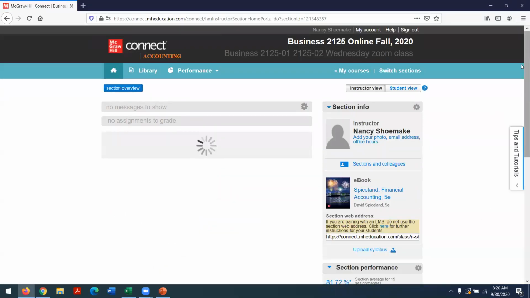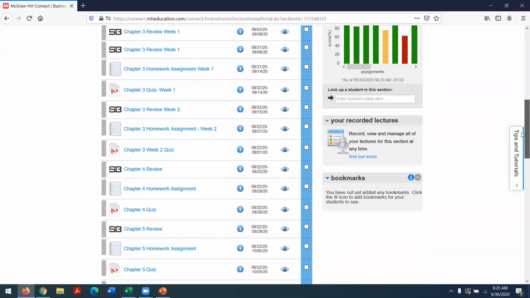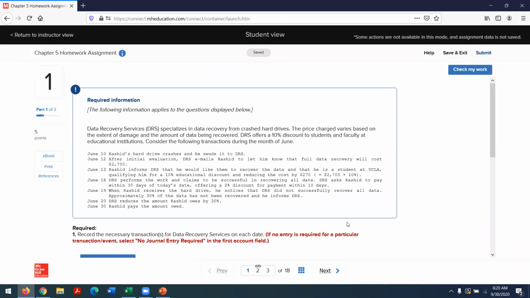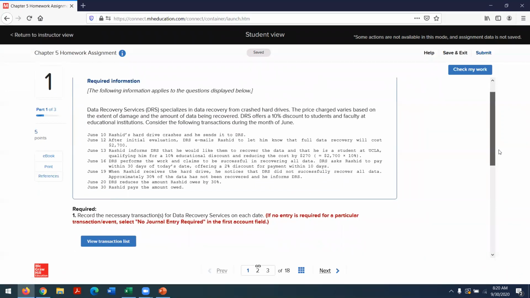We're in chapter 5. The following, record the necessary transactions. Rashid, Data Recovery Services specializes in data recovery from crashed hard drives. The price charged varies based on the extent of damage and the amount of data being recovered. DRS offers a 10% discount to students and faculty of educational institutions. Consider the following transactions, and we're going to record the necessary transactions for data recovery services on each date.